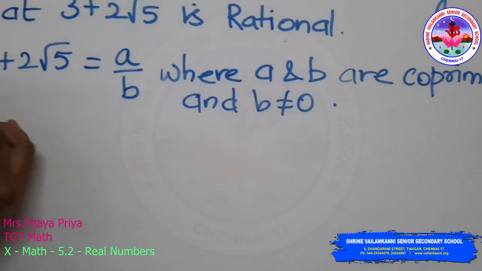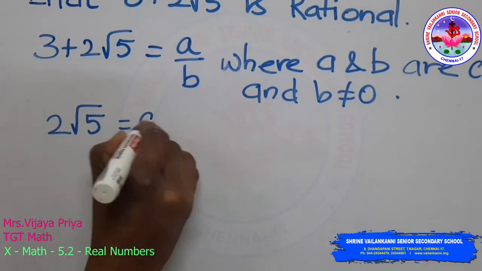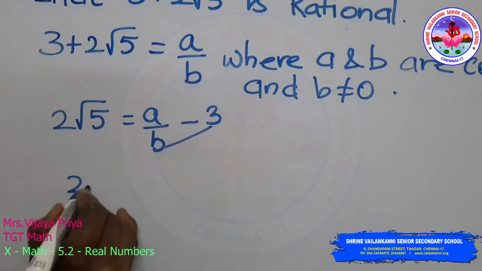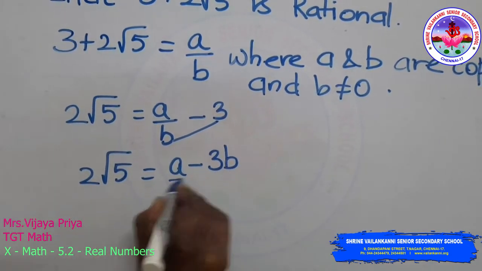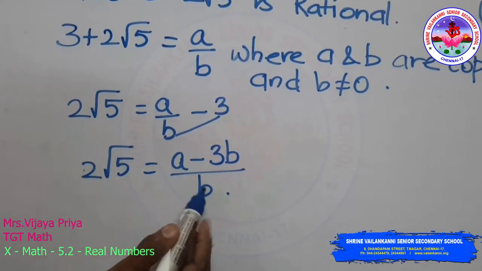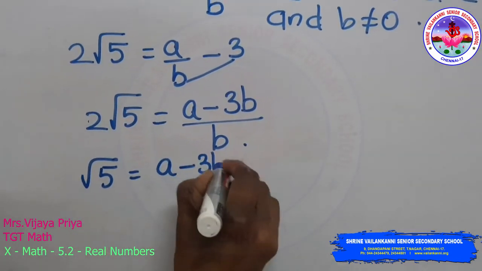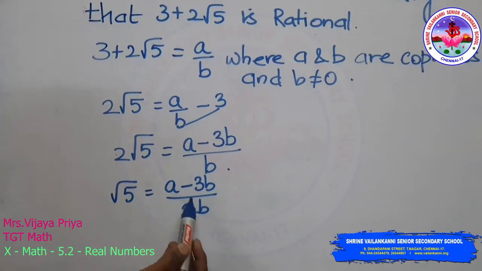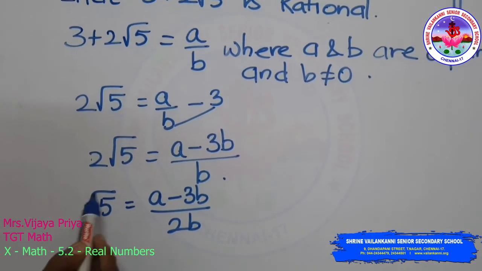So I am going to bring this 3 to the other side. So I will get 2 root 5 equals a by b minus 3. Now taking the LCM, I will get 2 root 5 equals (a minus 3b) by b. Now I am going to remove the 2 from here. Taking it to the other side, I will get root 5 equals (a minus 3b) by 2b. Since a and b are integers here, the right hand side of the equation is in fractional form. Now the left hand side is root 5.